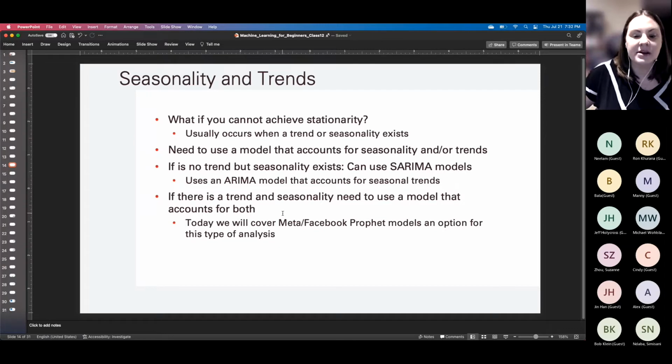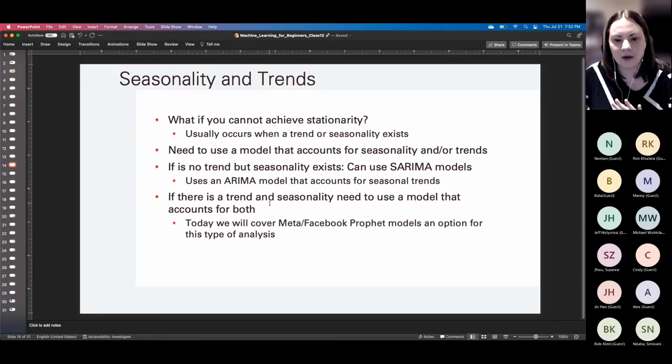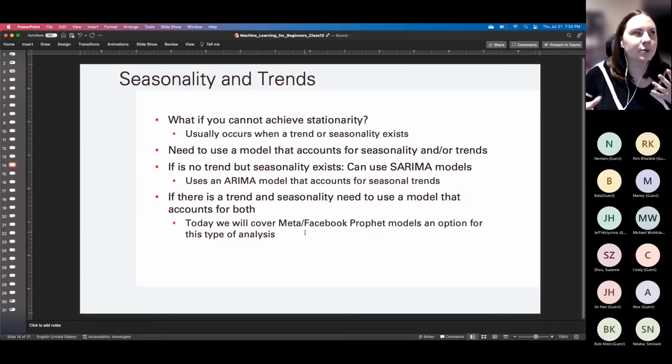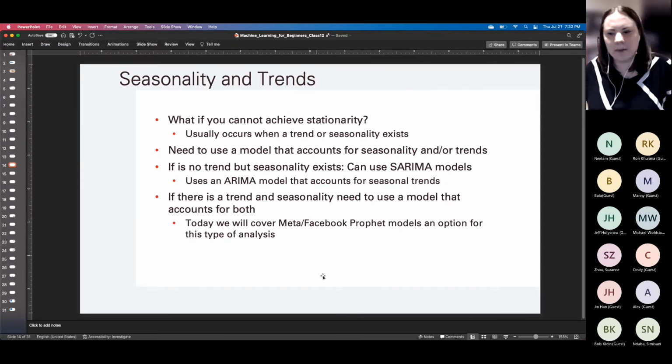I'm going to cover another model created by Facebook, Facebook Prophet, because it has some really interesting aspects. I don't think I've ever used it for forecasting. I always use it to help stakeholders understand their data. So I'll be talking about that and going through that as well. Are there any questions? I'm going to stop and pause for a moment.